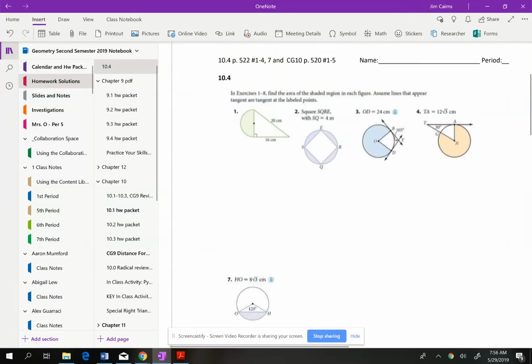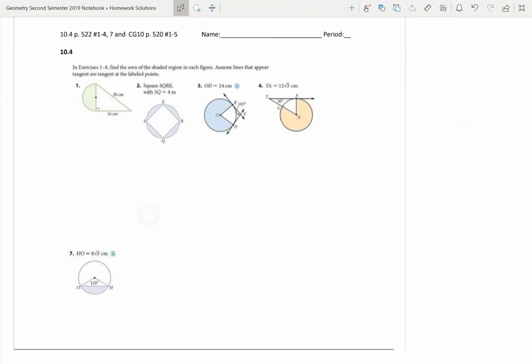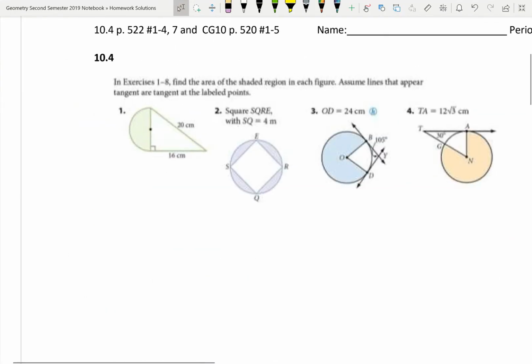All right, this video is going to go over the 10.4 homework. We're going to be using special right triangles and 30, 60, 90, 45, 45, 90 triangles.